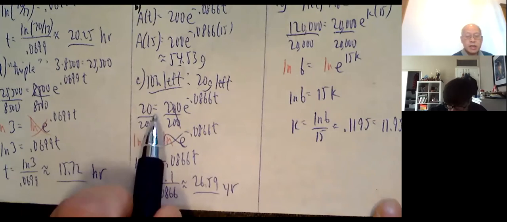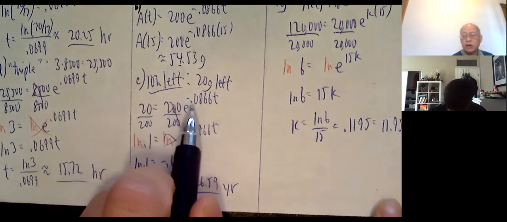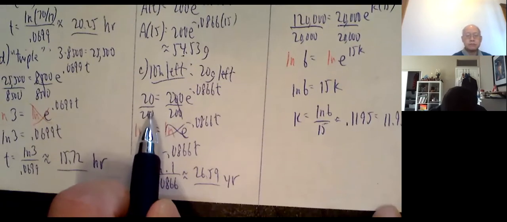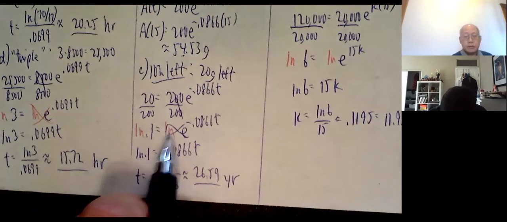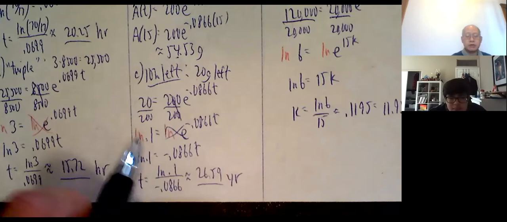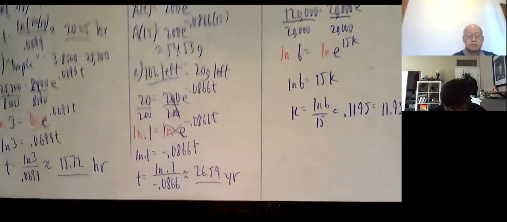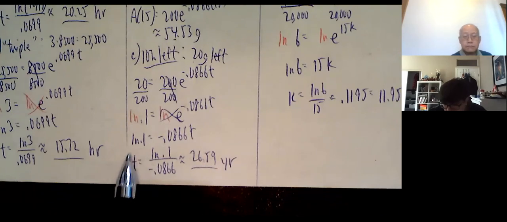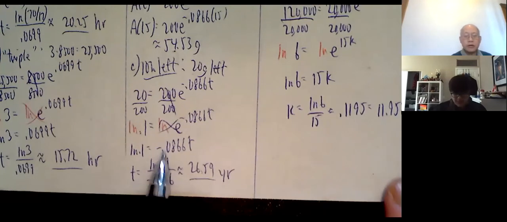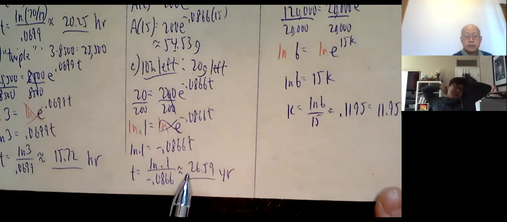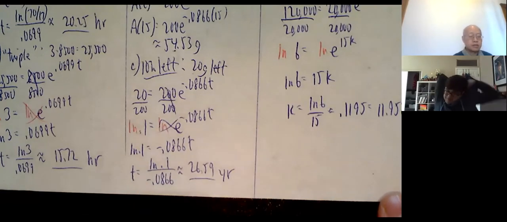Okay, so 20 equals 200 e to the negative 0.0866 t. Divide by 200. 0.1 equals e to the negative 0.0866 t. Take the natural log of both sides. That cancels out. Same old stuff, after a while very repetitive, so to speak. ln 0.1 is negative 0.0866 t. Divided by negative 0.0866, 26.59 years is my answer.